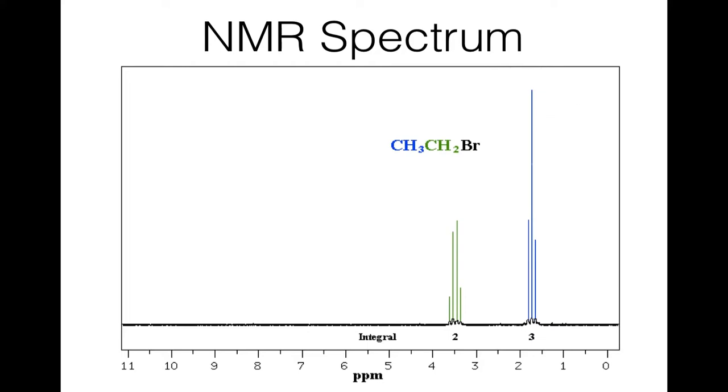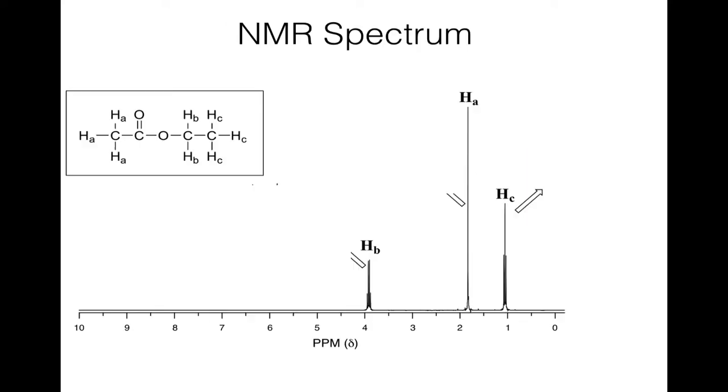Similarly, the splitting of the signal from the green hydrogens can be determined by looking at the number of equivalent blue hydrogens. The signal of the green hydrogens is split into 4 ways, or a quartet. Here is another example, the NMR spectrum of ethyl acetate.